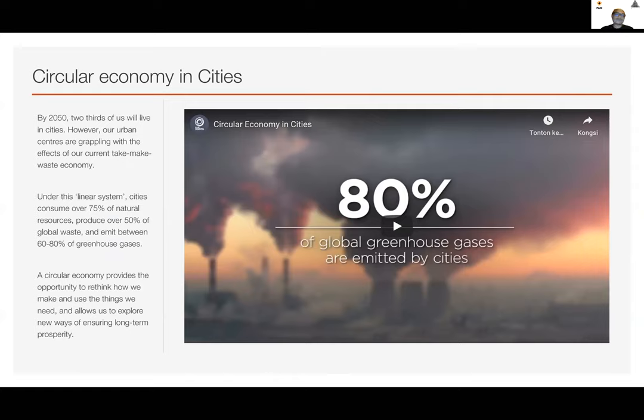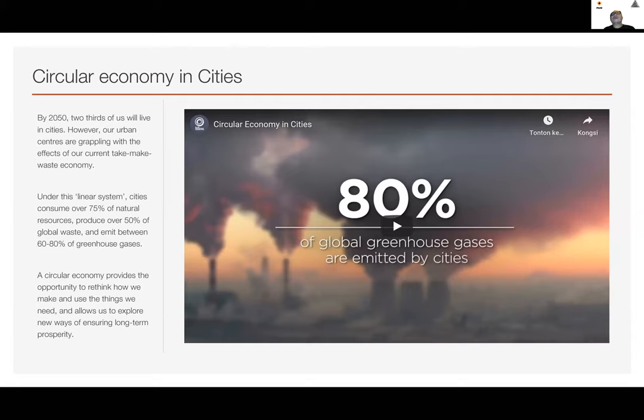Let's look into the circular economy in cities. By 2050, two-thirds of us will live in cities. This is called the urbanization process. However, our urban centers are grappling with the effects of our current take-waste economy. At the moment, in the linear system, cities consume over 75% of natural resources, produce over 50% of global waste, and emit between 60 to 80% of greenhouse gases. The circular economy provides the opportunity to rethink.